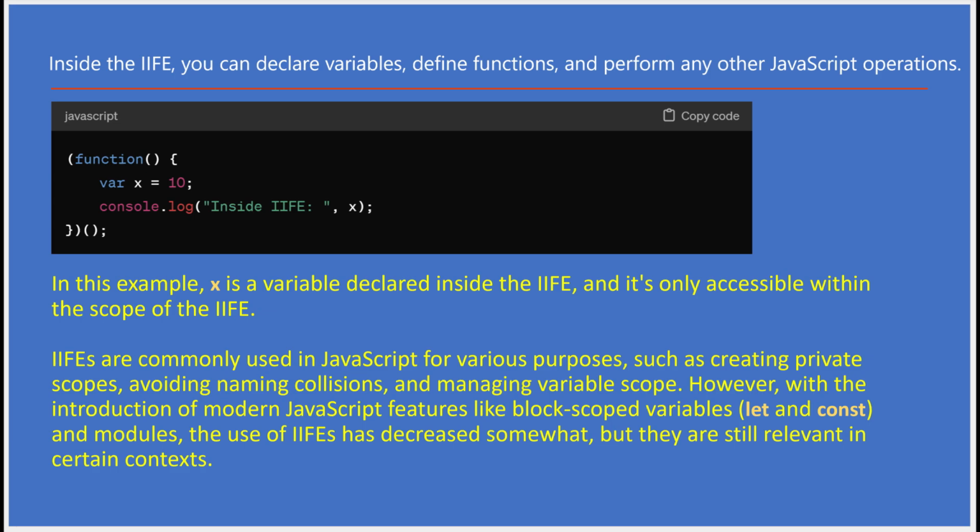So to wrap things up, an immediately invoked function expression is a way to encapsulate code and avoid polluting the global scope in JavaScript. It's like a secret mission that executes instantly and leaves no trace behind. It's a powerful tool, and now you know how to wield it. Congratulations on adding another skill to your JavaScript arsenal.